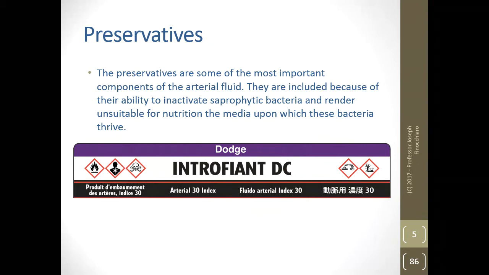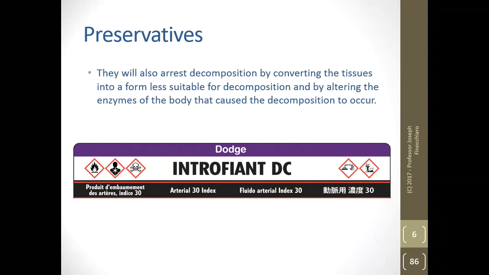If you've read the first couple chapters in the embalming book, you know that was cut and pasted pretty much right out of it, because that's the way it looks at it. That's another definition of embalming or preservation. Inactivating saprophytic bacteria and rendering unsuitable for nutrition the meat upon which these bacteria thrive. It kills the bugs and it kills the stuff that they eat. That's exactly what this says.